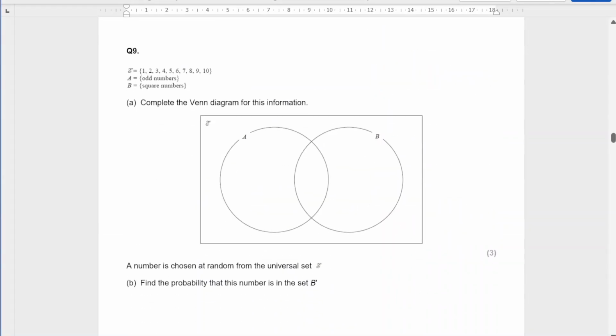Right, question 9. Complete the Venn diagram for this information. So we've got odd numbers and square numbers taken from this set of numbers. So if I kind of go down them in a list, 1 is an odd number and also a square number. 2 is neither. 3 is an odd number. 4 is a square number. 5 is odd. 6 is neither. 7 is odd. 8 is neither. 9 is square and odd. 10 is neither.